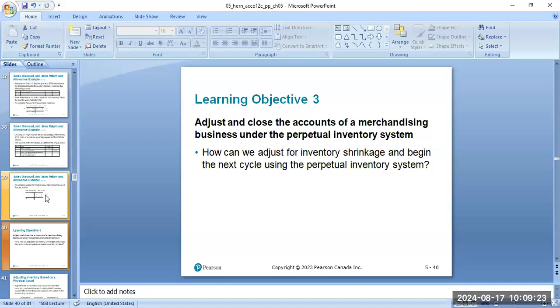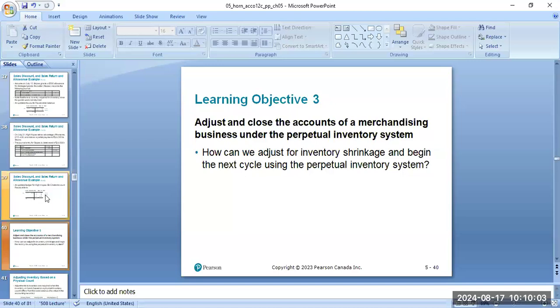Now we know how to account for the events which happen in a merchandising company running a perpetual inventory system. We know how to deal with purchases when we purchase merchandise, and we know how to deal with sales when we sell this merchandise. We know how to deal with purchase return allowances, purchase discounts, and freight in. And now we know how to deal with sales return allowances and sales discounts.